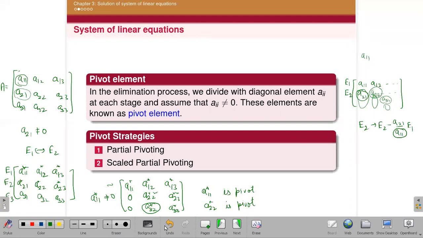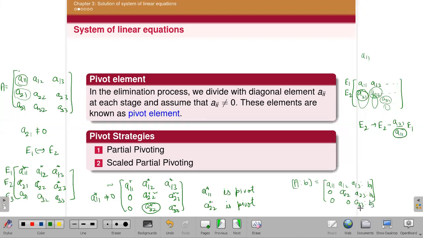And here A33 star is not a pivot element because we are not dividing by any number here. But in the case of an augmented matrix, if you want to find the unknowns, then you will take it as A11, A12, A13, then B1. Then it will become 0, A22, A23, and then B2, then 0, 0, A33, B3.